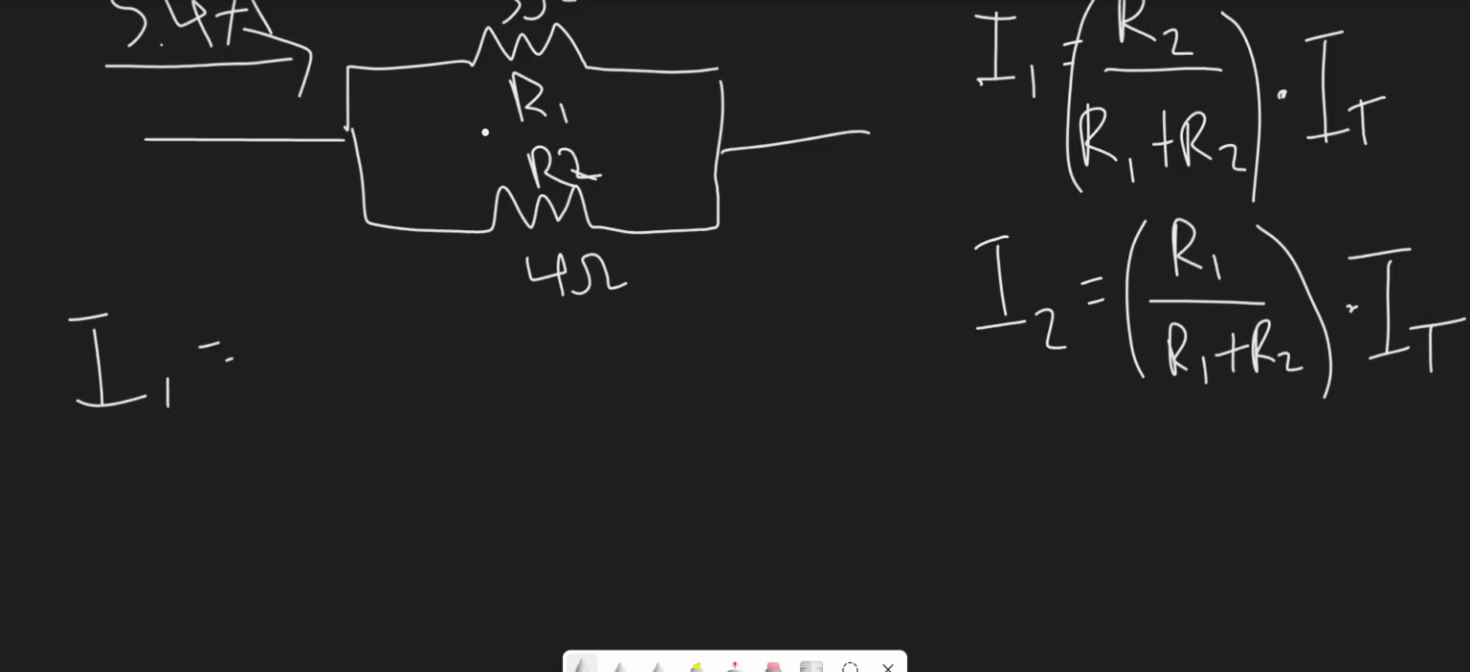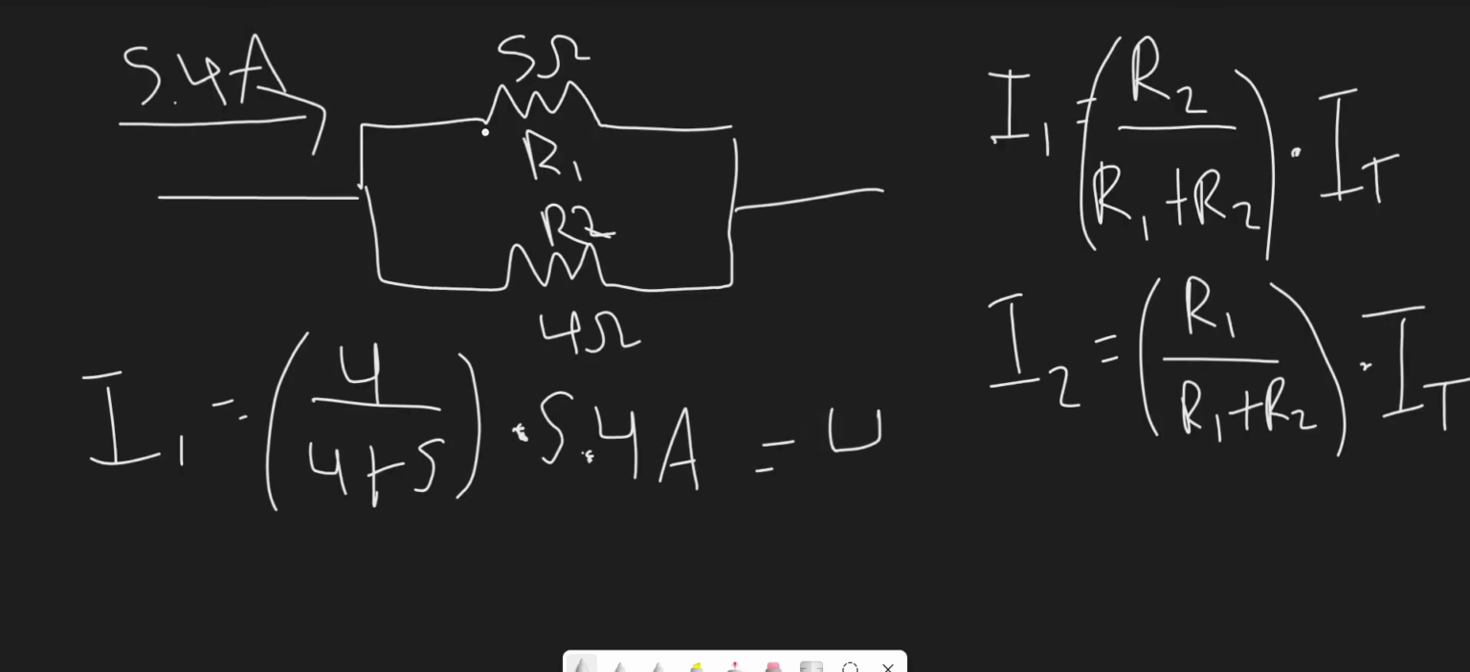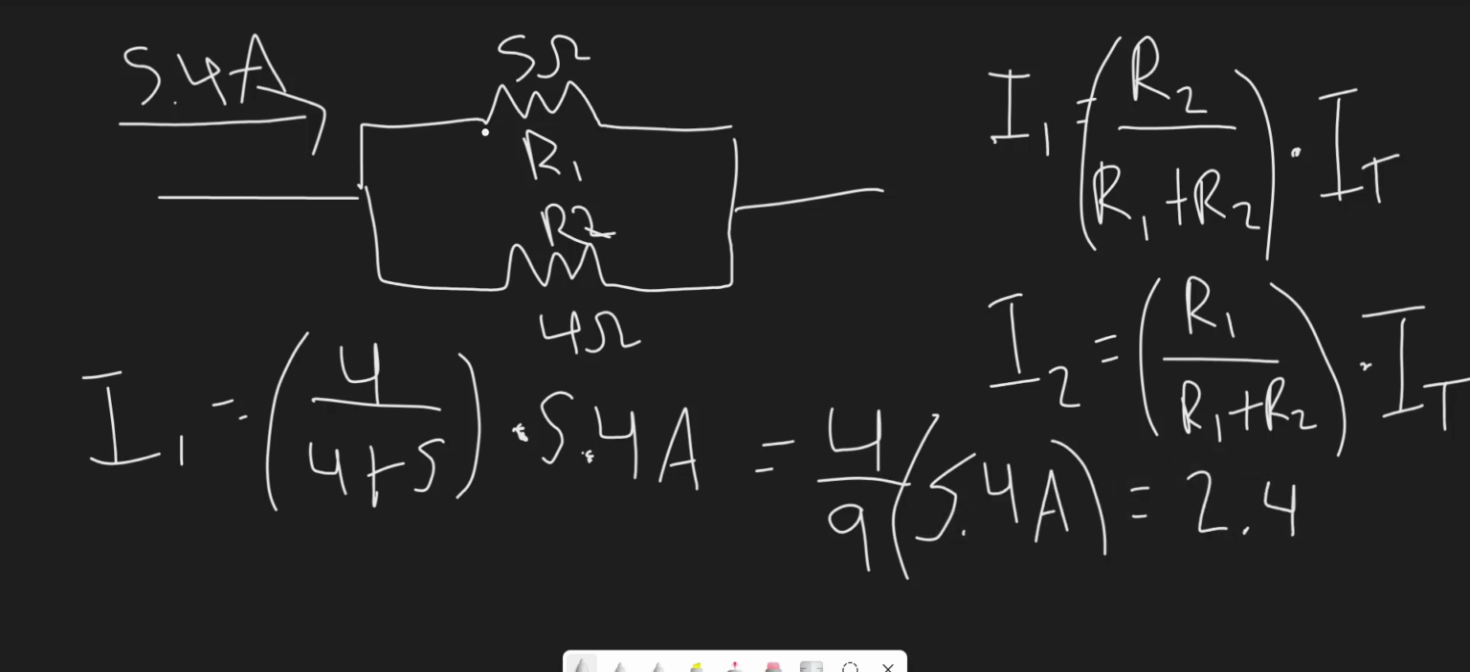I1 is going to be R2, which is 4 ohms, over 4 plus 5 times the total current, which is 5.4 amps. So that's going to become 4 ninths times 5.4 amps, which will give us 2.4 amps of current flowing through R1. So we have 2.4 amps going this way. So as you might guess, all we have to do to find how much current is going through R2 is to simply subtract these two values.